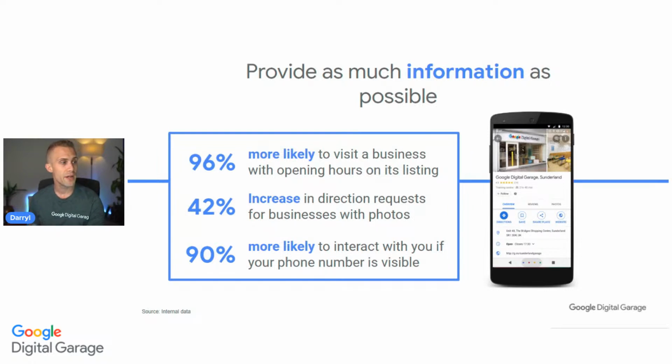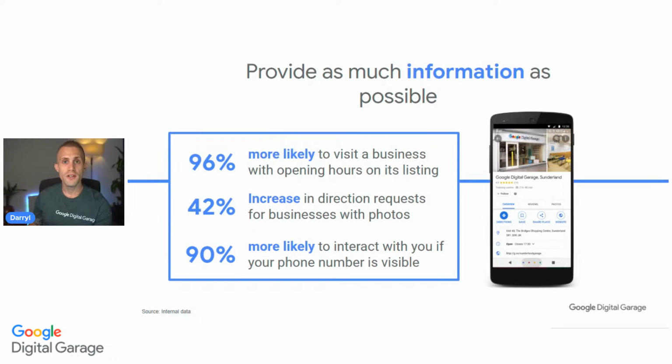42% increase in direction requests for your business with photos. This pretty much goes hand in hand with creating a profile on Google Business Profile, where you're going to have a pin location, and that's really going to help people find you and navigate towards your business. Next up, 90% are more likely to interact with you if you have a phone number that is visible.